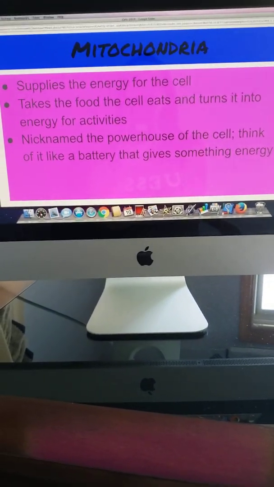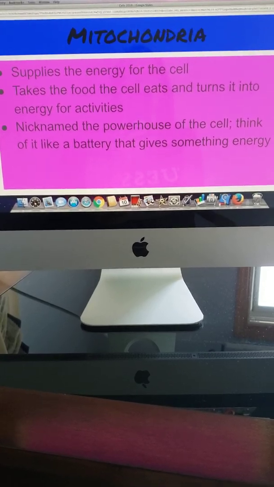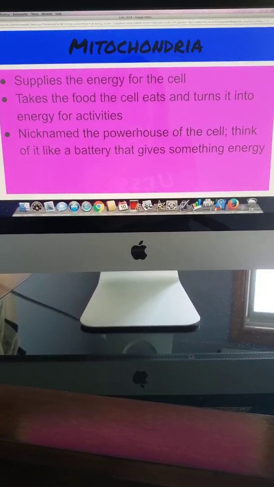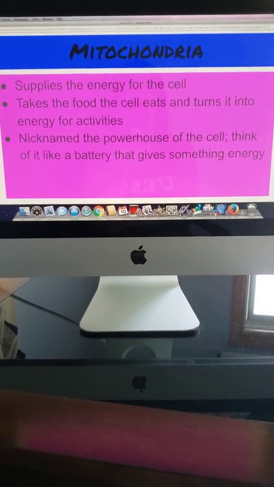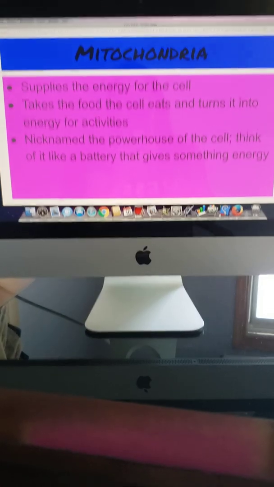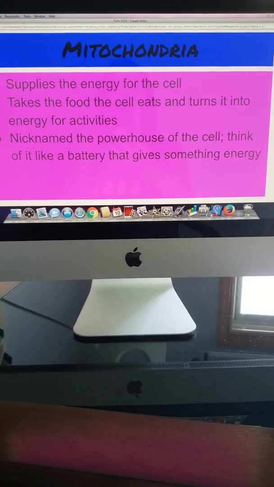The mighty mitochondria. This always makes me think of Mighty Mouse, which you probably have no idea who Mighty Mouse is because that's probably from the 80s, but here to save the day, Mighty Mouse is on his way. That was the theme song. So I always think of that when I think of the mighty mitochondria.